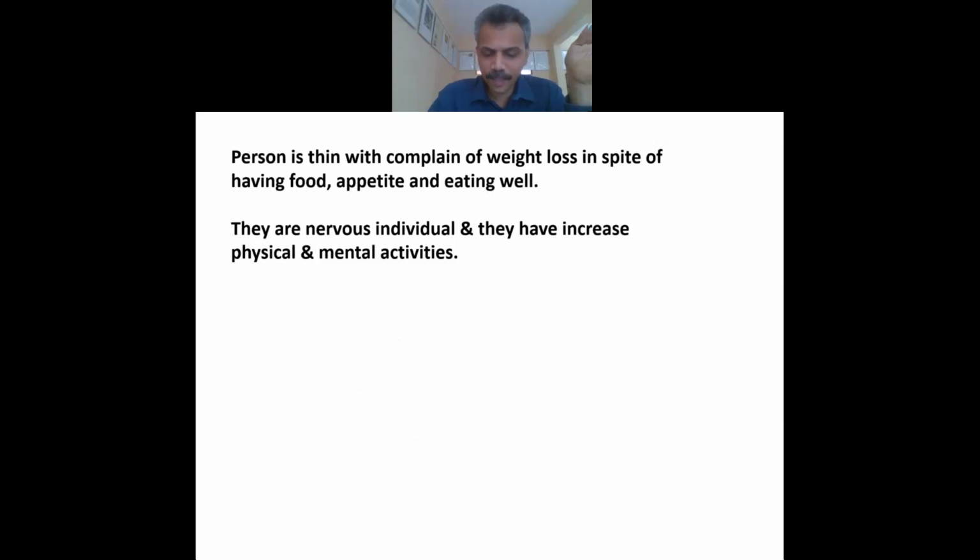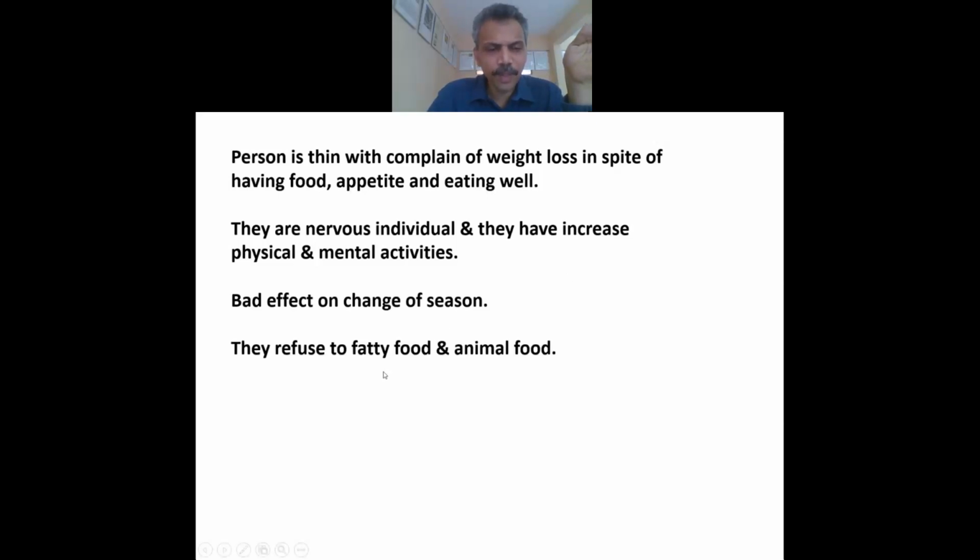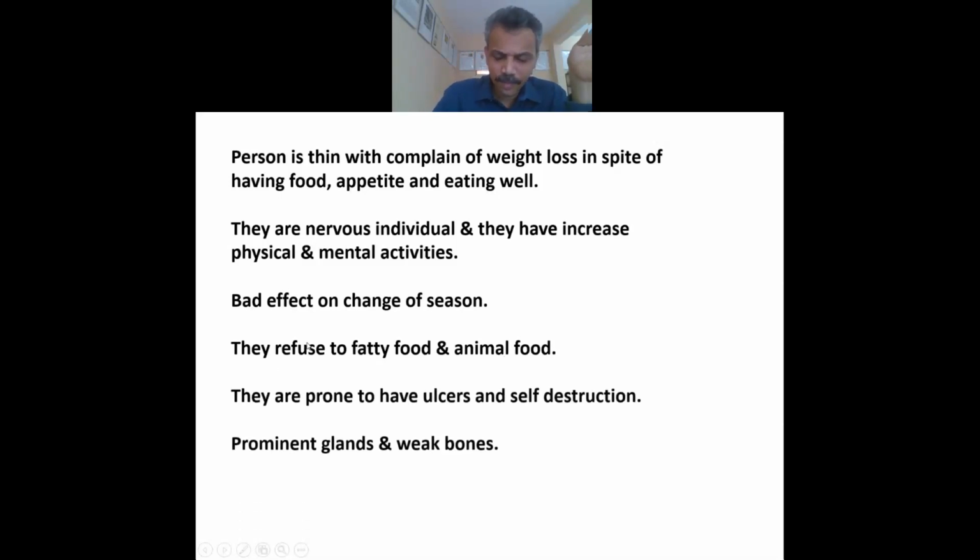One second. Here in one book they refuse fatty food and animal food. So this I feel we will ignore. They generally like more of fatty food, so that part you please ignore. And disease wise, if you are looking at the bodily part, they are more prone to ulcers. Ulcers and self-destruction. Self-destruction means they want to commit suicide, they want to end their life.